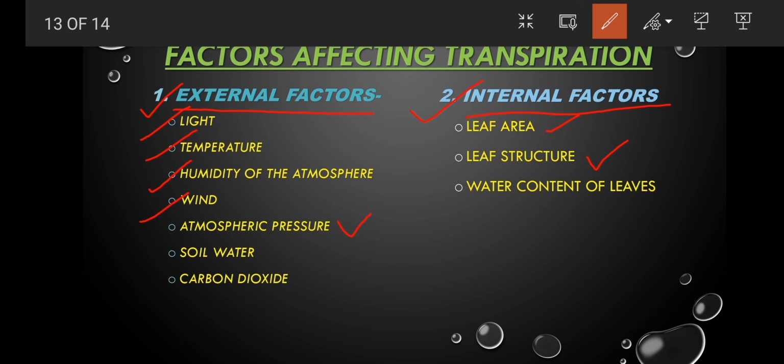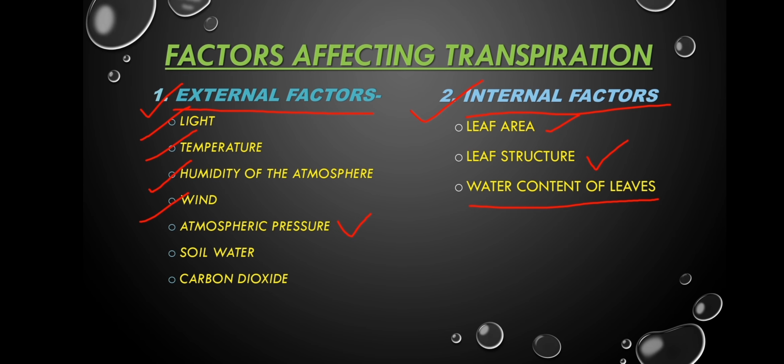The last internal factor which can be discussed is the water content of the leaves. Due to insufficient absorption of water by roots, the water content is going to decrease, which results in wilting of the leaves and finally a reduction in the transpiration rate also.